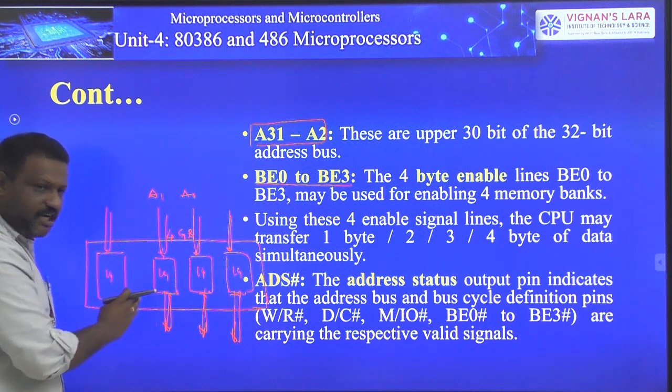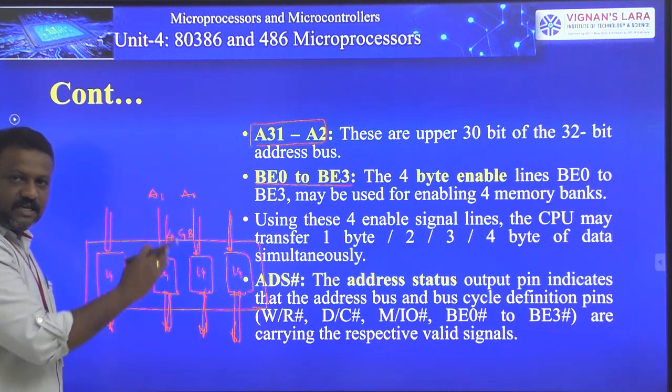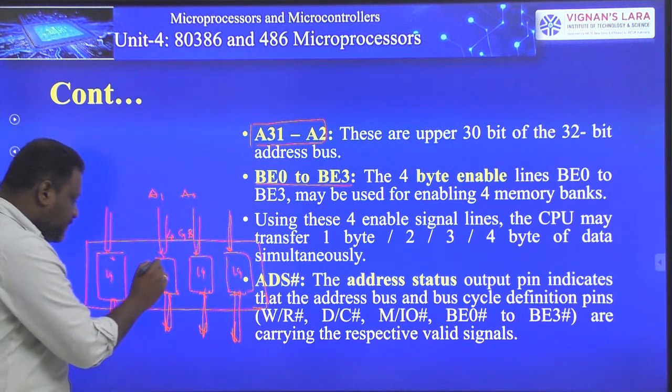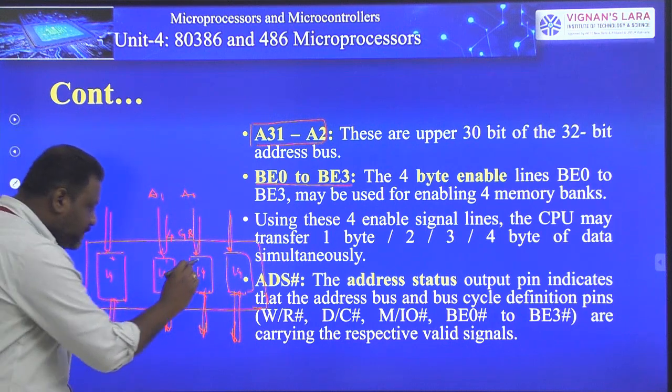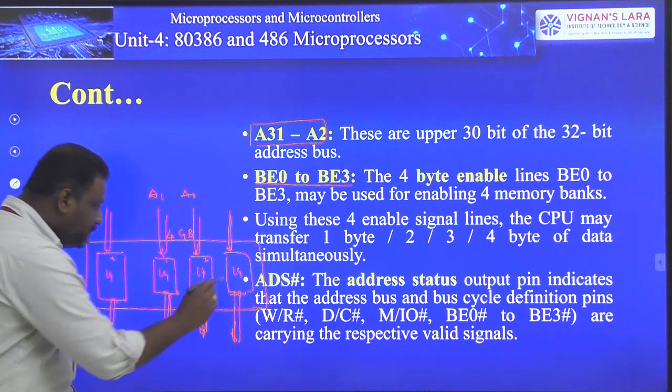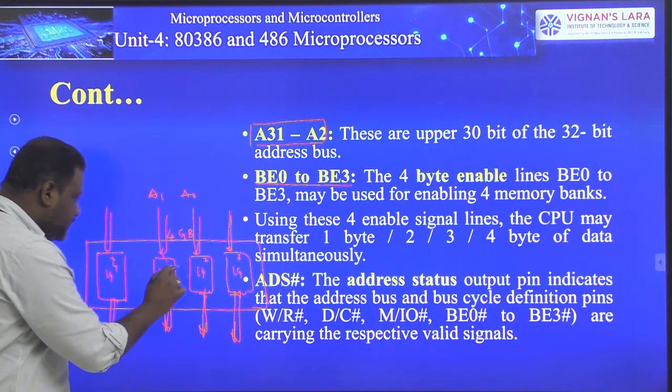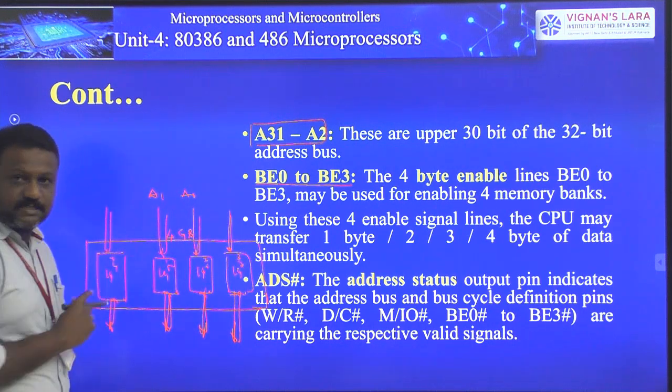Those are shared by these 4 memory banks like this. In this case, here I may find location 0, location 1 here, location 2 here, location 3 here, and similarly 4 here, 5 here, 6 here, 7 here like this.